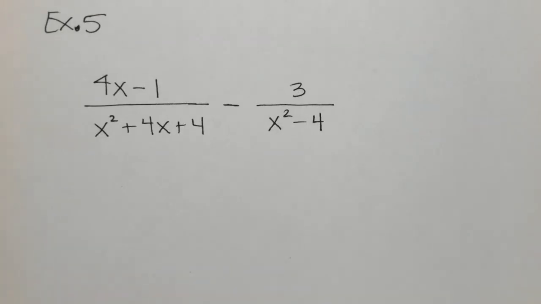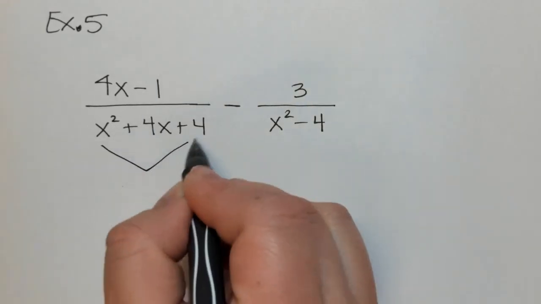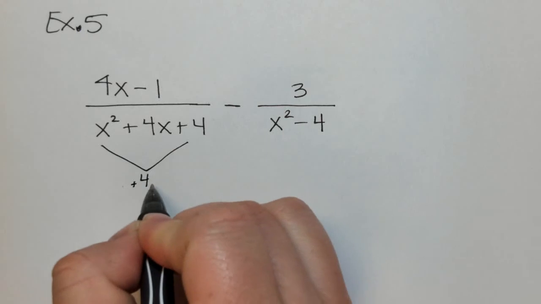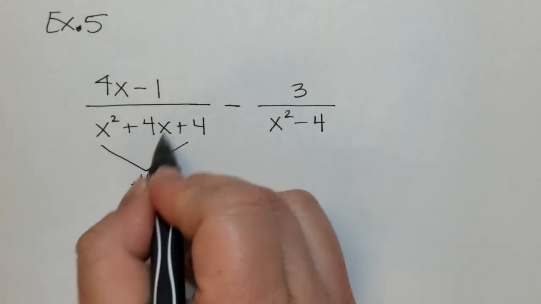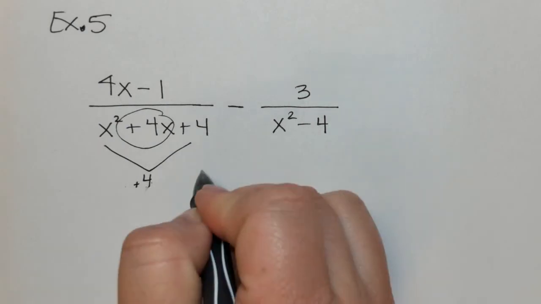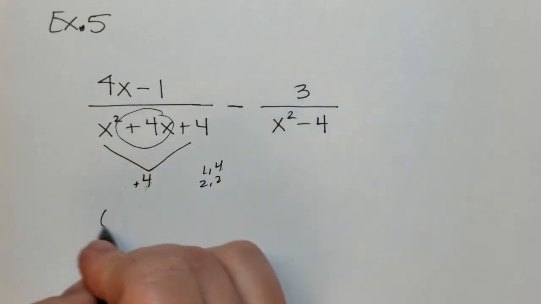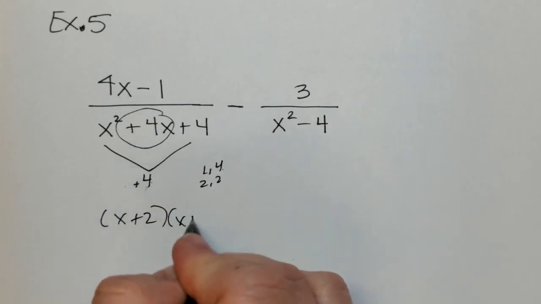Example number 5. Okay, starting at the bottom here, 1 times 4 is 4. Looking for two numbers that multiply to equal 4 and have a difference of 4. So what multiplies to give us 4? 1 and 4, but it doesn't equal 4. 2 and 2 does work, so x plus 2 and x plus 2.